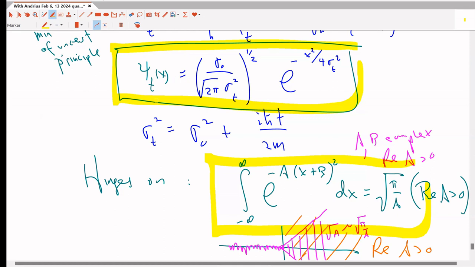And so you can do that as part of the calculation, right? The calculation is a technical thing, but then interpreting this formula that I just described, where we can calculate the spread of the wave packet, how fast the variance is increasing as a function of time.